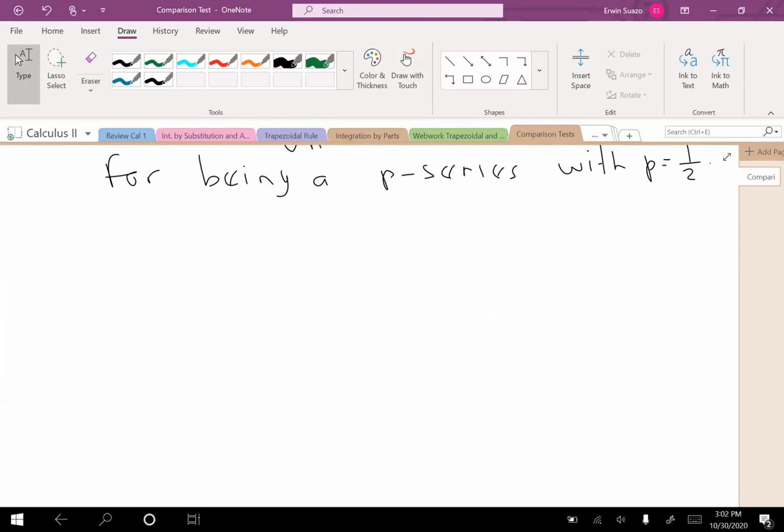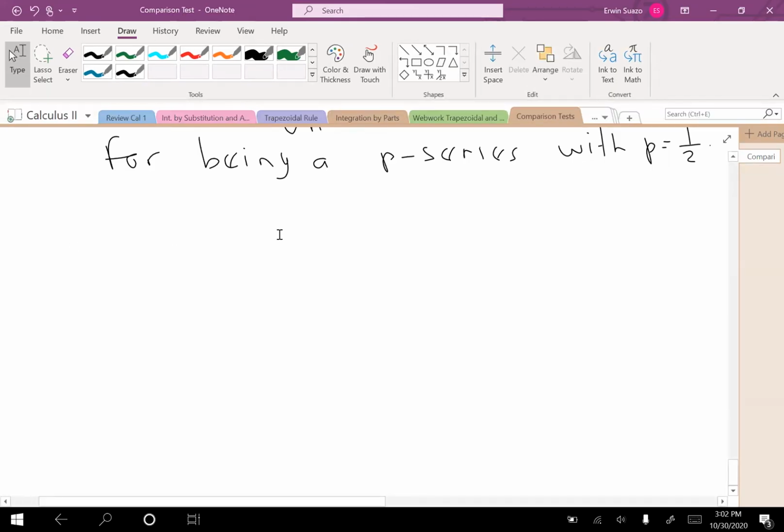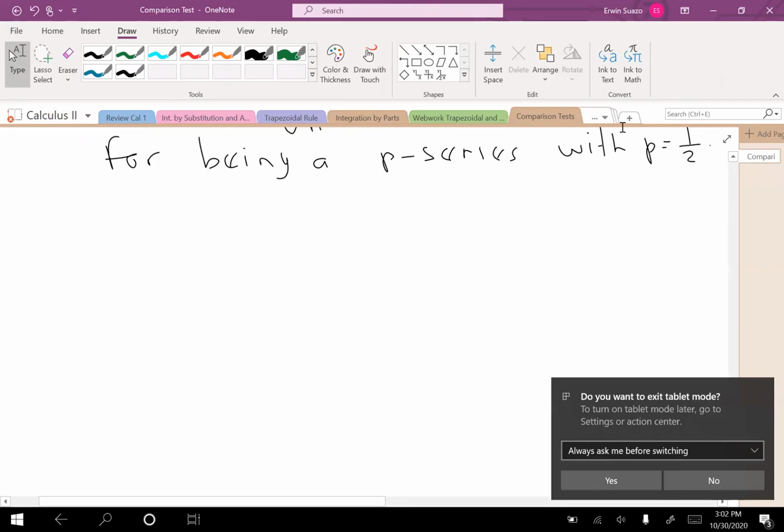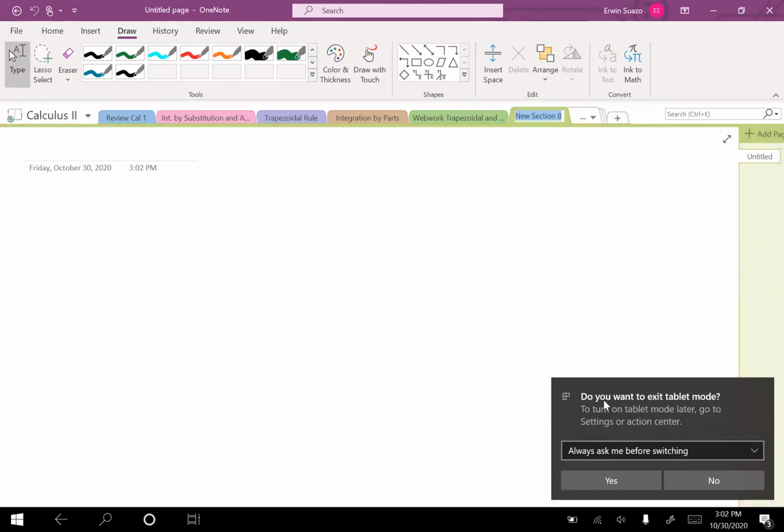But this is the section of today basically. It's called the alternating series test. Let me make a new one. I'm going to call it the alternating series test.